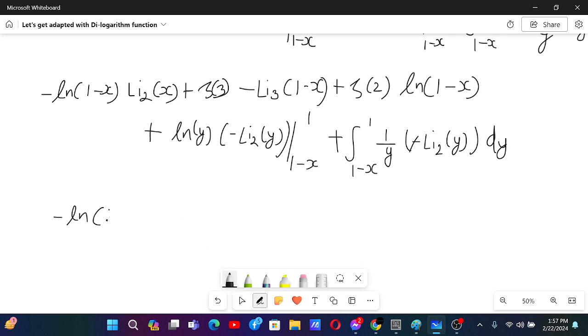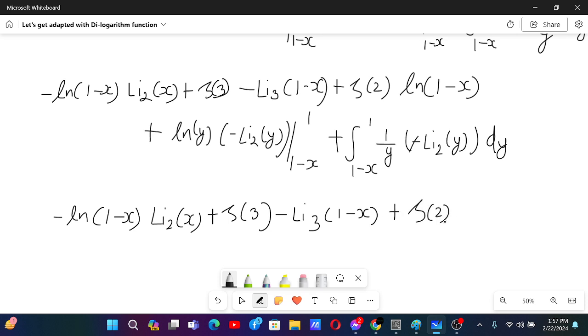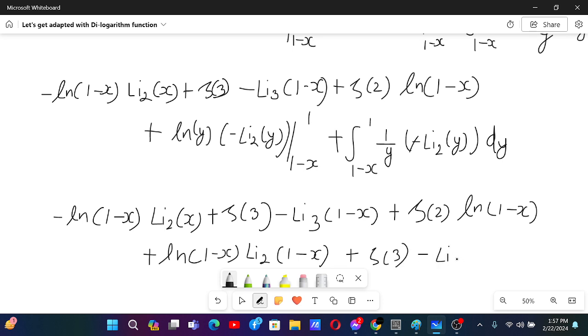Minus ln of 1 minus x, Li2 of x, plus Riemann zeta of 3 minus Li3 of 1 minus x, plus Riemann zeta of 2 ln of 1 minus x. Now at 1 this is 0, we need to evaluate at 1 minus x, so minus, and minus minus would be plus, so plus ln of 1 minus x, Li2 of 1 minus x, and now this is just Li3 of y. So again Li3 of 1 means Riemann zeta of 3 minus Li3 of 1 minus x.